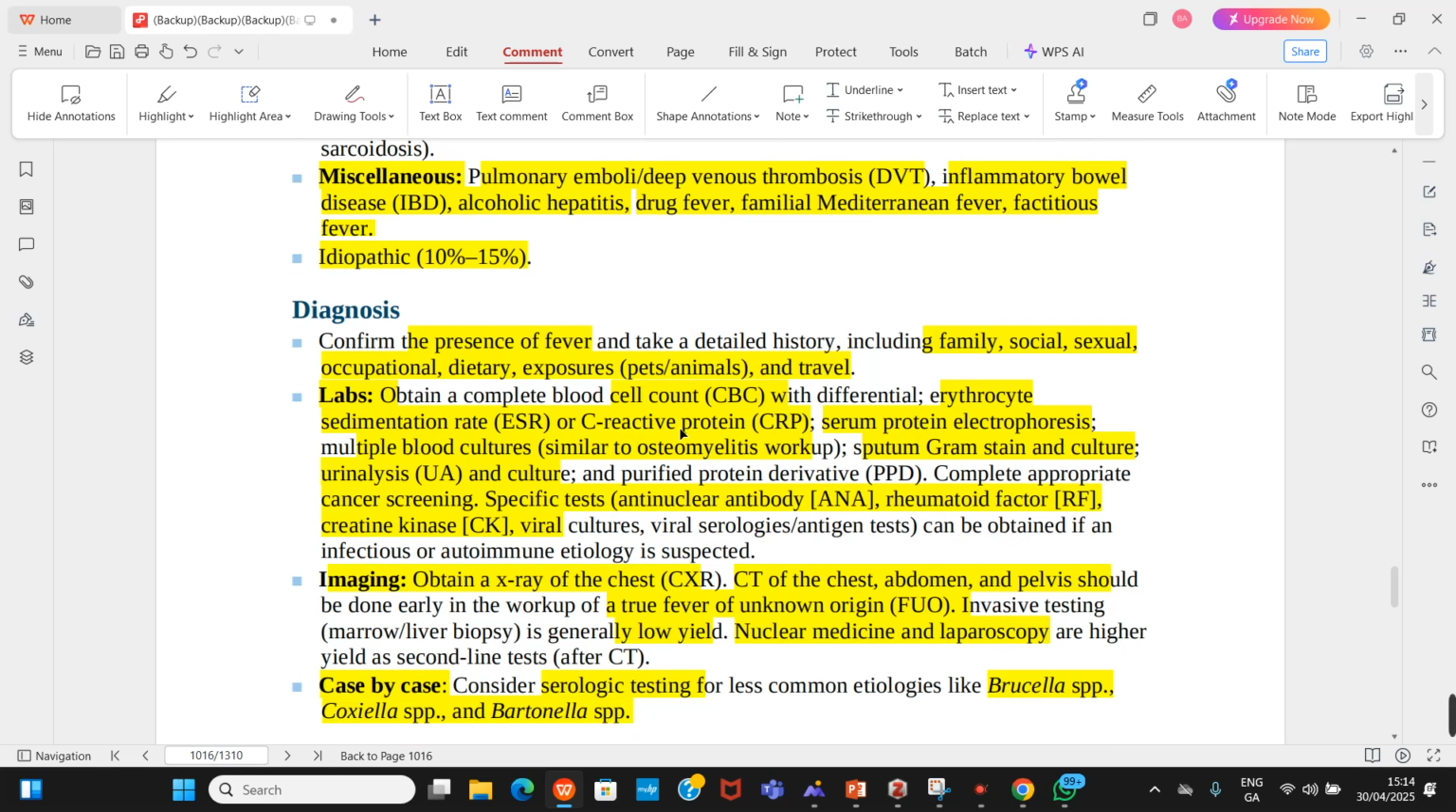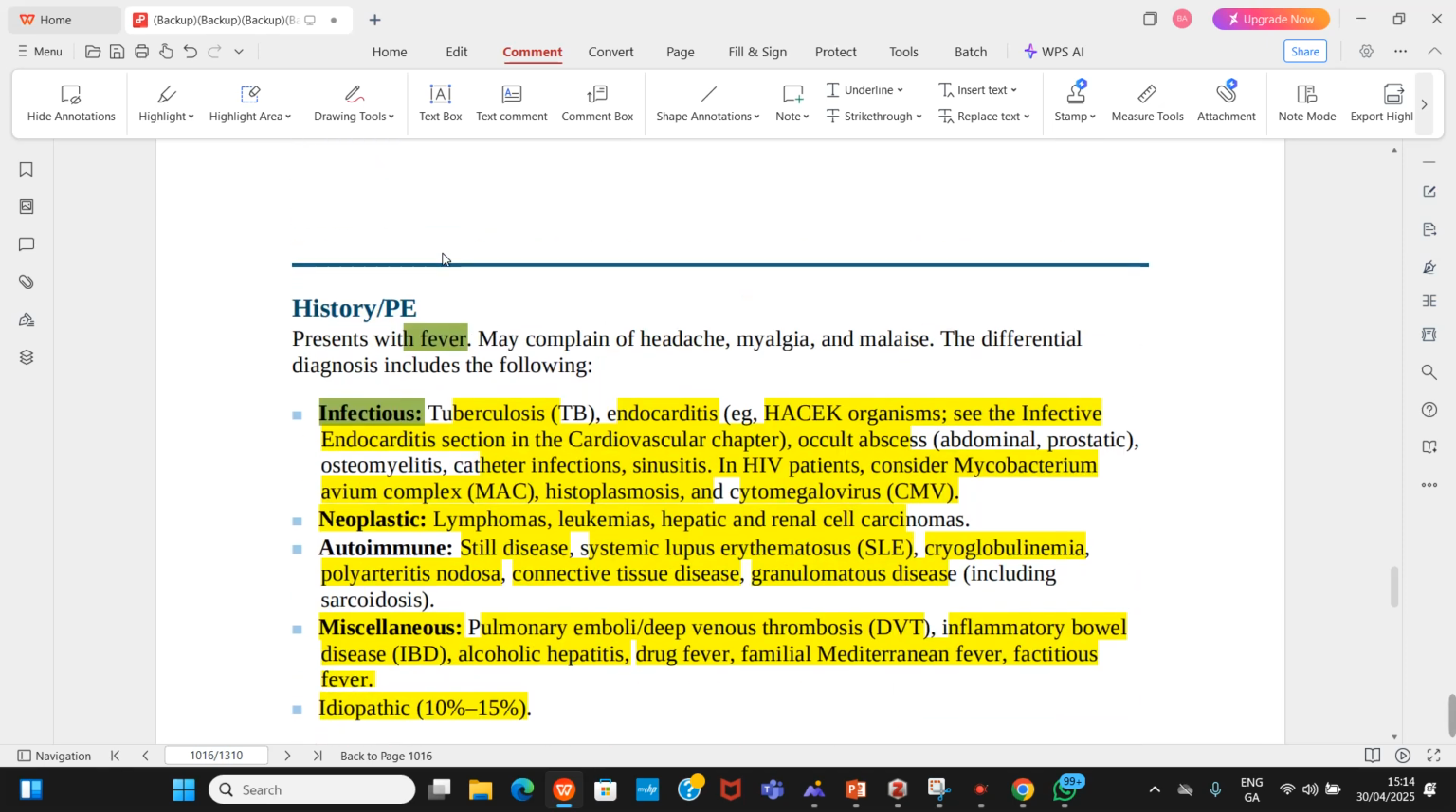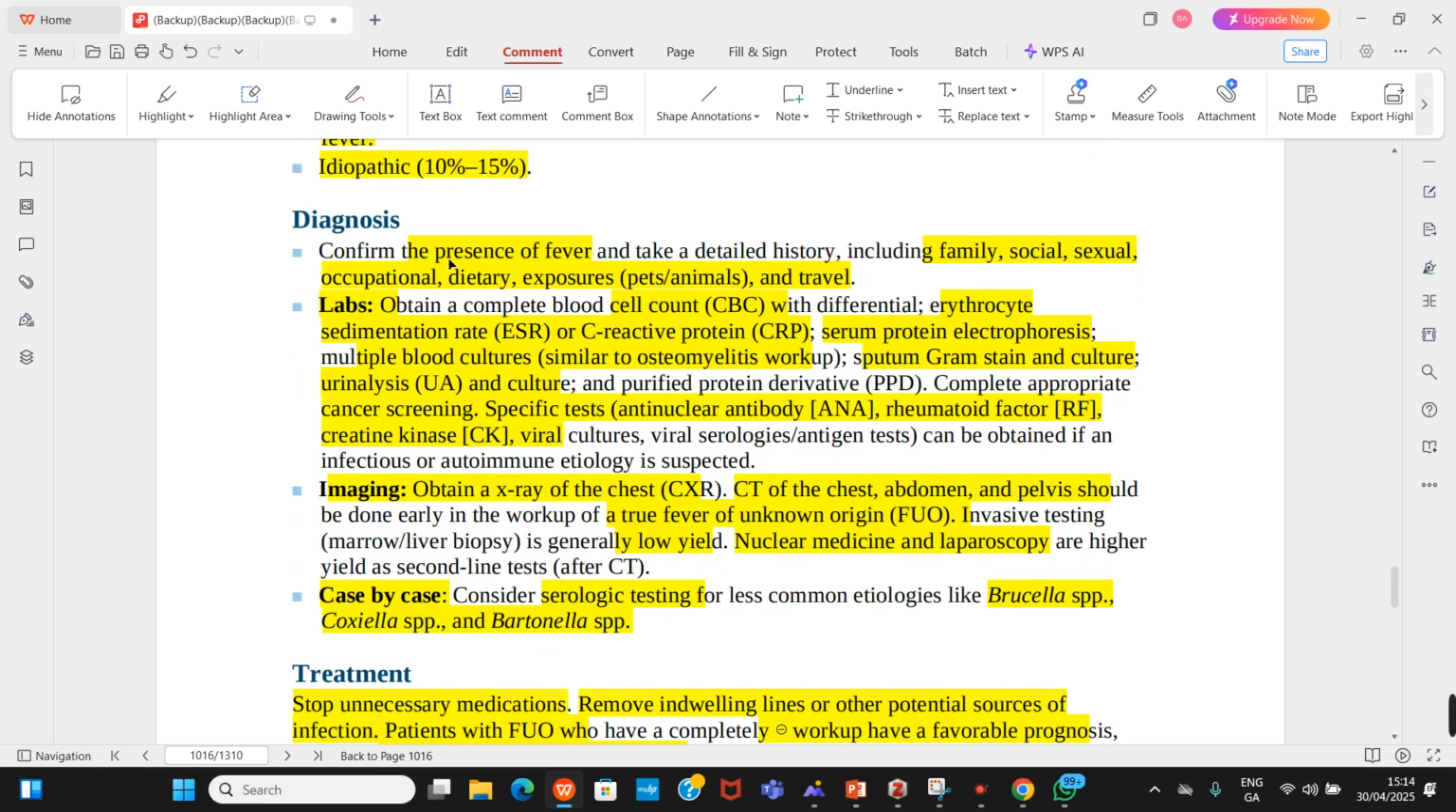So how do you investigate? And in 10 to 15%, you don't even know the cause. And if you don't know the cause, it's good. Because trust me, studies have shown that later it's going to disappear. It's going to self-resolve. So don't be worried if you don't know the cause. So somebody comes to us now. We have made that diagnosis of fever of unknown origin. What do we do to investigate?